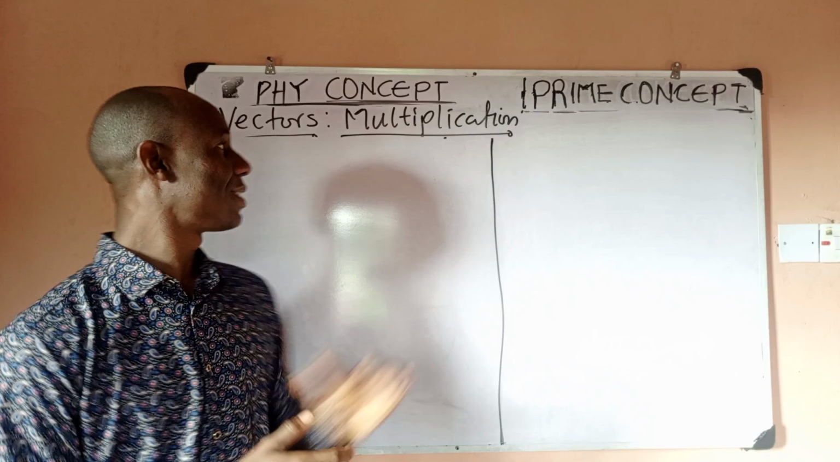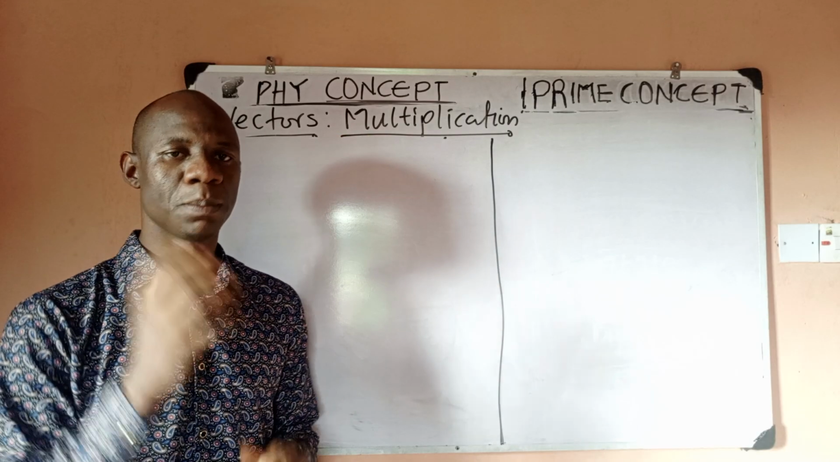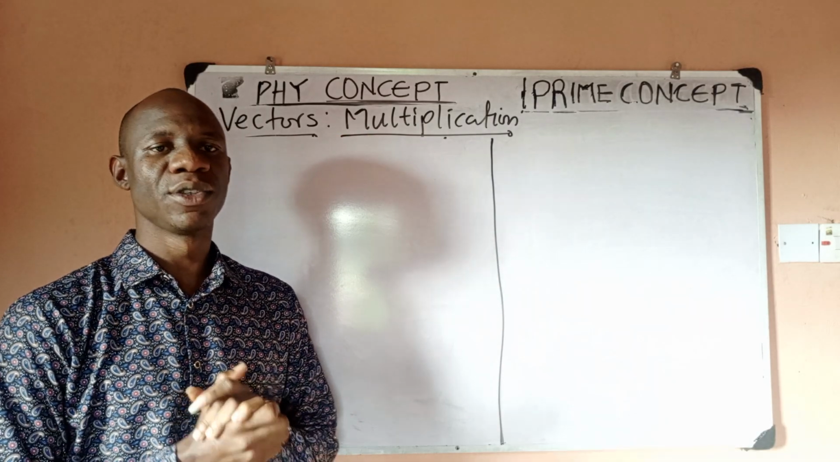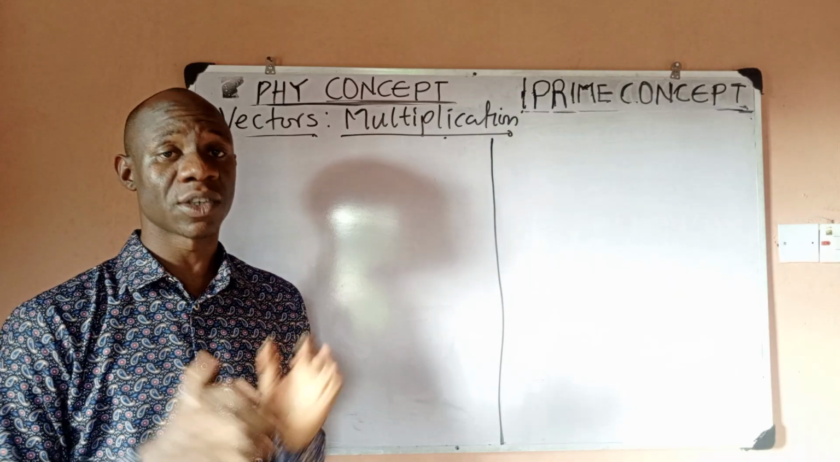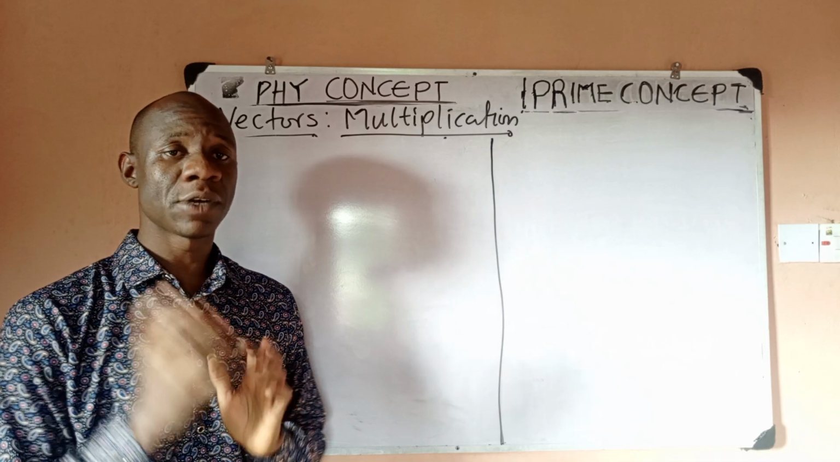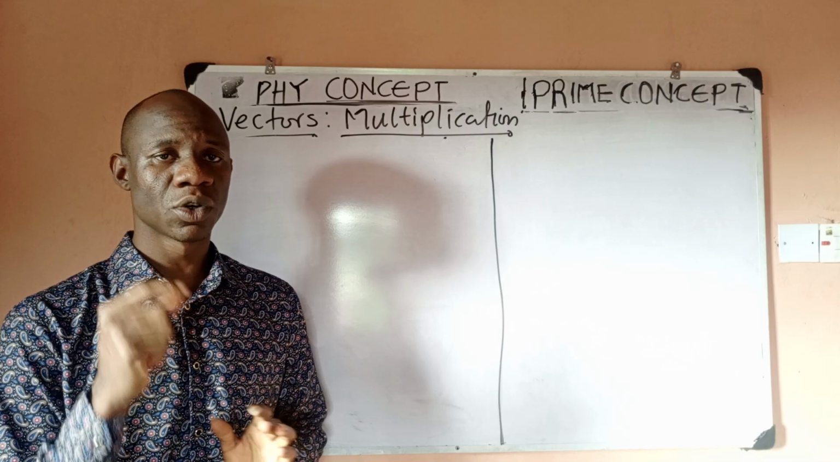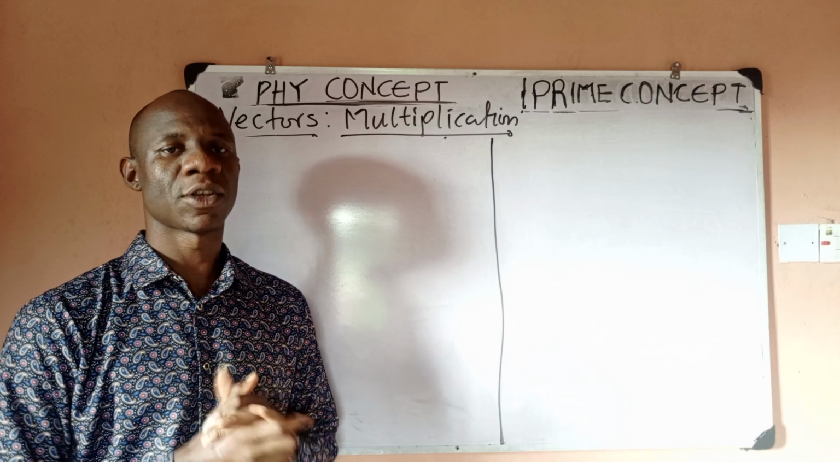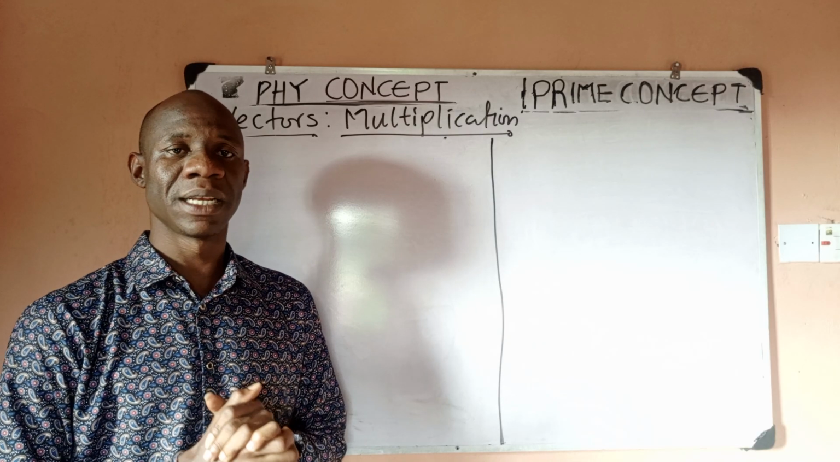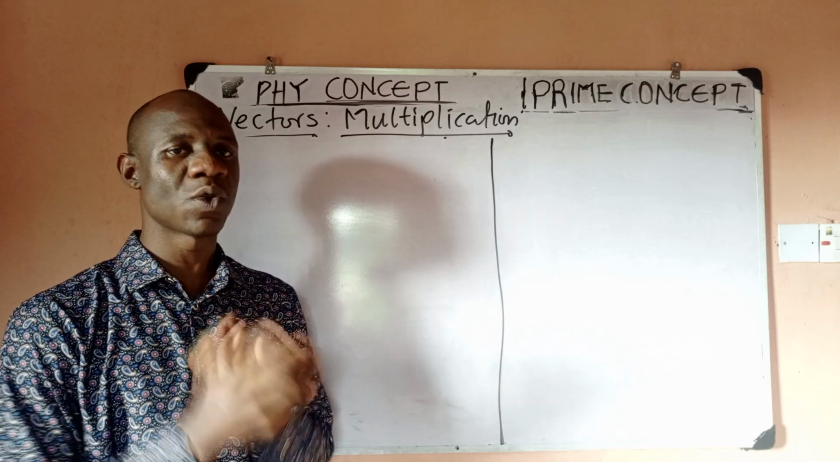Still, we are analyzing the concept of vector multiplication. We have introduced the different types of multiplication that we do in vectors. If you have not seen my previous video, just click my channel now, go to the playlist. You'll see vector analysis and check the playlist. You can understand vectors sequentially.